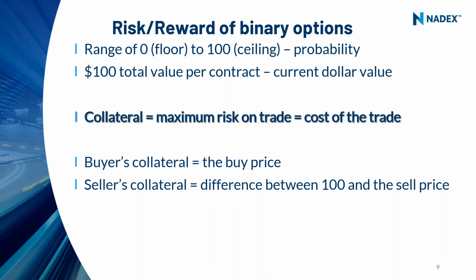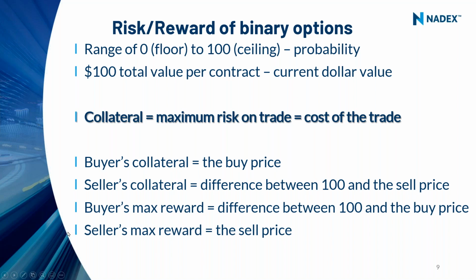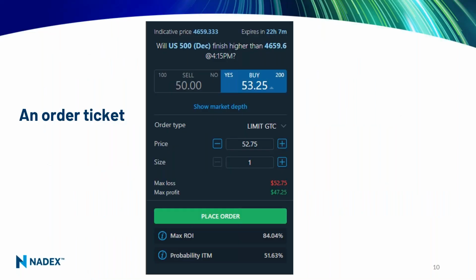So again, we do all the math for you, but you can quickly and easily see how the price represents the probability, and it's also the cost to do the trade, whether you're buying or you're selling. You can see how much you'd have to put up, which is the maximum that you could potentially lose on the trade. Now, I told you we do all this for you on the order ticket.